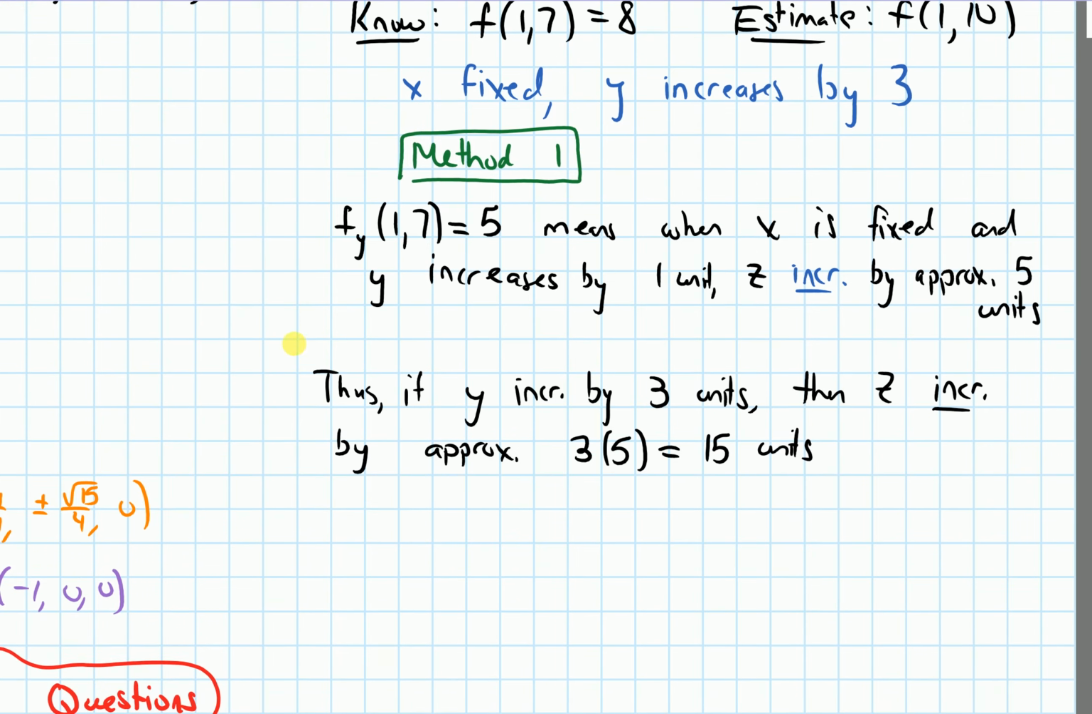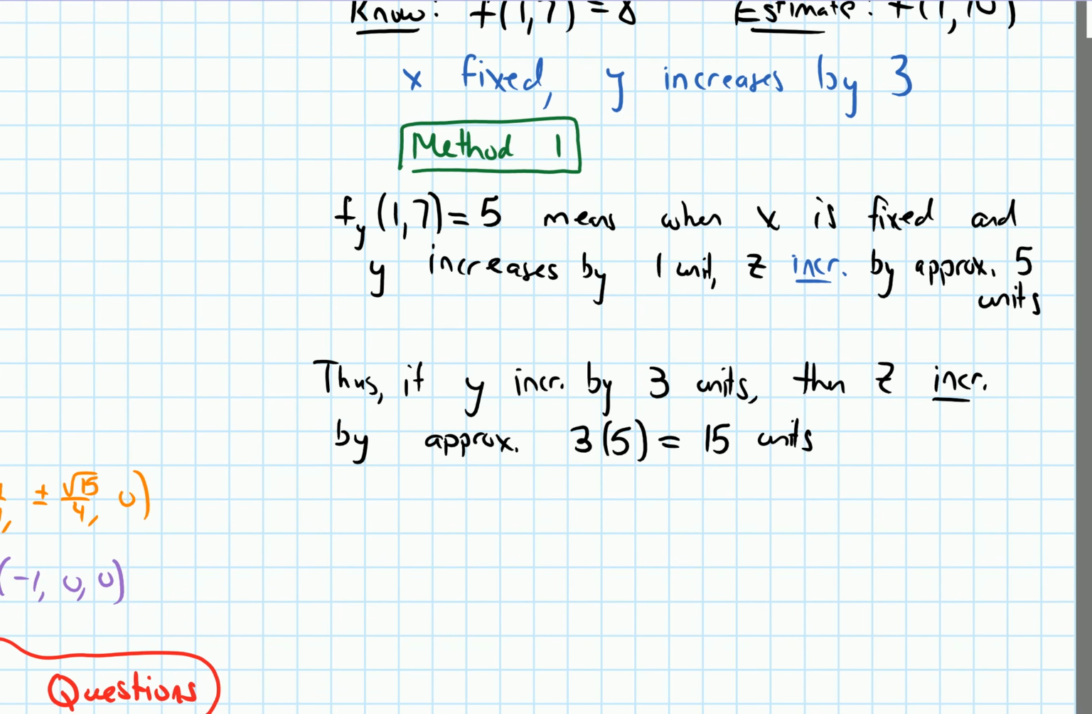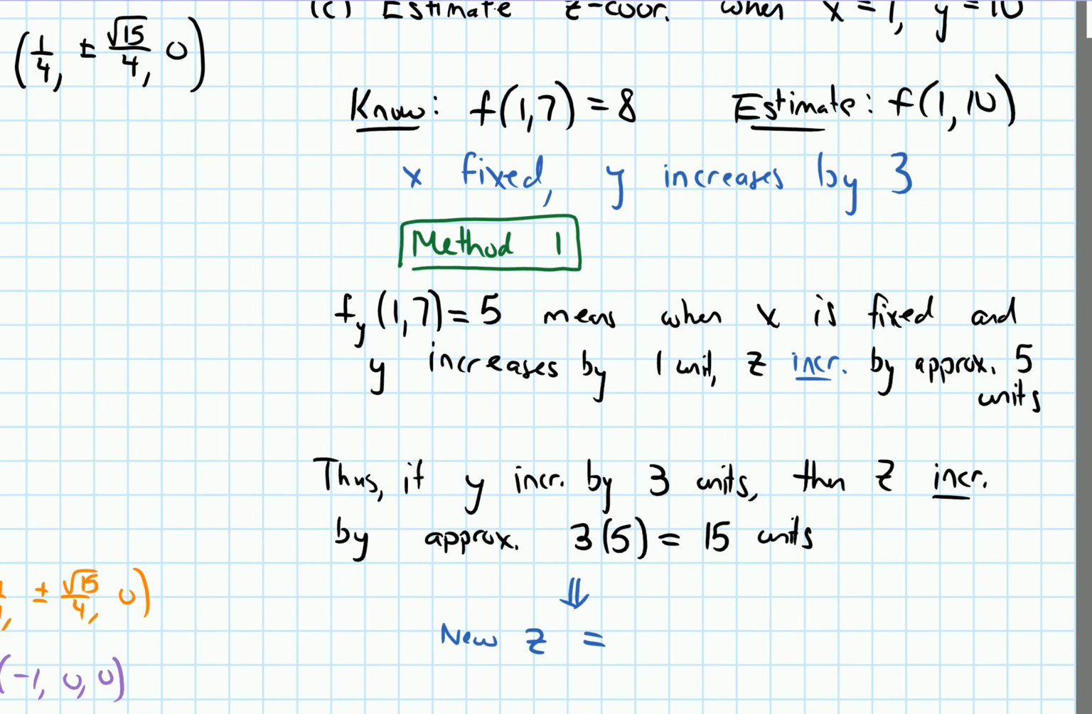Okay, so let's just put this together now. I know how much my z value is increasing by. So if I need to figure out my new z value, I would take the starting z value. The starting z value is 8. And I'm going to add to that how much my z value changed by. We've just said it's going to increase by approximately 15 units. So I'll add 15, which gives me 23. And that's my estimated z-coordinate. That's the estimated z-coordinate when x is 1 and y is 10.